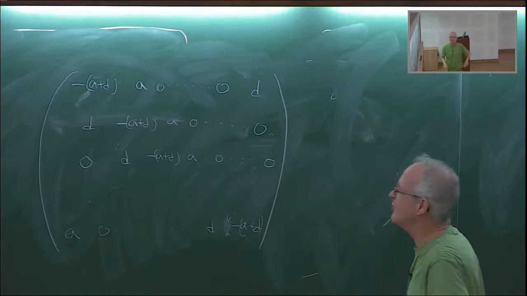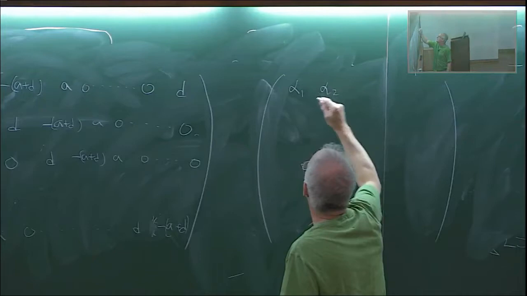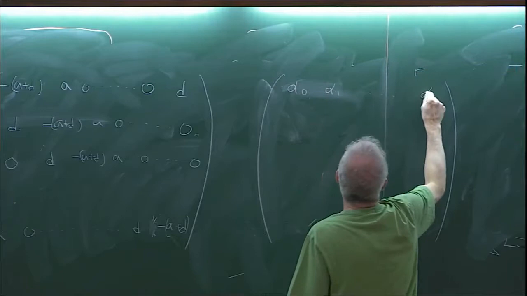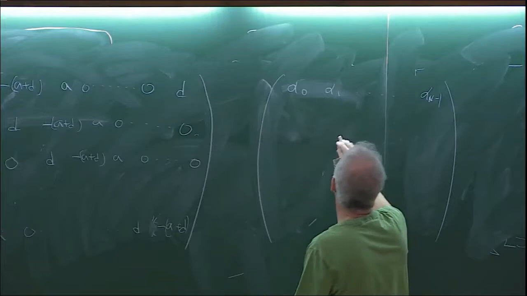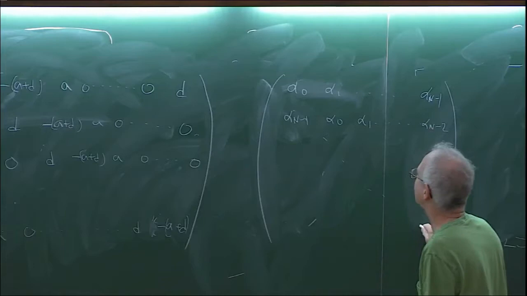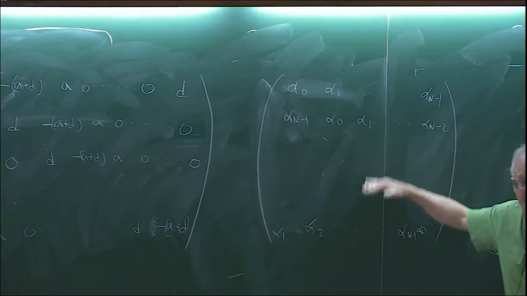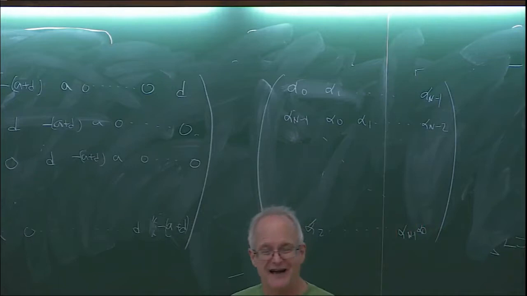So let me do a generalization of this. Let's consider a matrix that has the form alpha 0, alpha 1, up to alpha n minus 1. Then shift everything: alpha n minus 1, alpha 0, alpha 1. All the way down to alpha 1, alpha 2, up to alpha 0. Okay? See that? I claim that I can write down the exact eigenvalues of this.